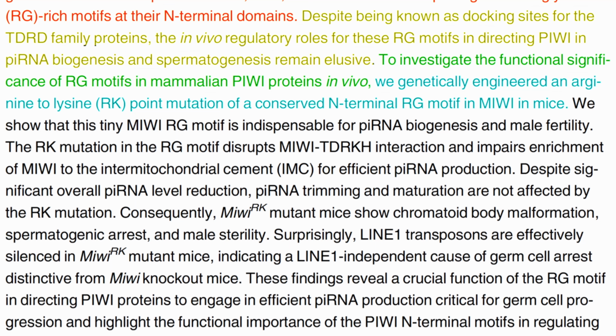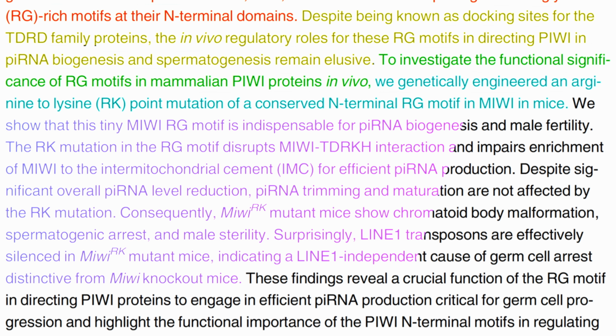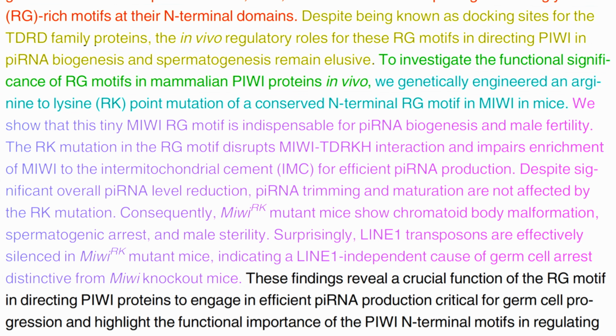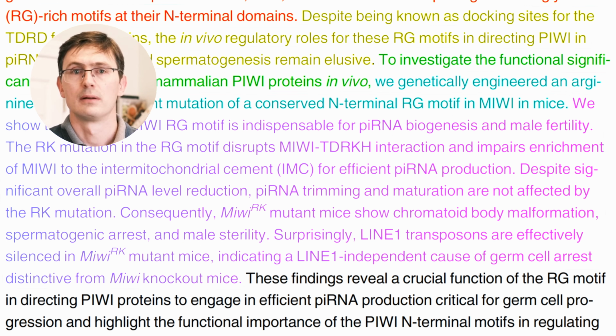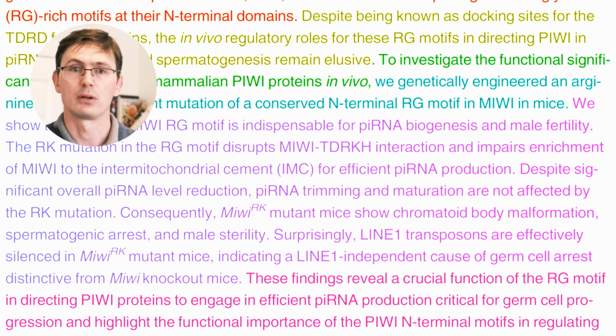After the methods, the authors go through the results. While for the previous sections you should use 1 or 2 sentences max, the results can extend to 3 or 4 or even more if you need. In the manuscript, the authors write, we show that this tiny MIWI RG motif is indispensable for piRNA biogenesis and male fertility, and so on and so on. They conclude with the following sentence. These findings reveal a crucial function of the RG motif in directing PIWI proteins to engage efficient piRNA production. Notice that no further questions are asked.